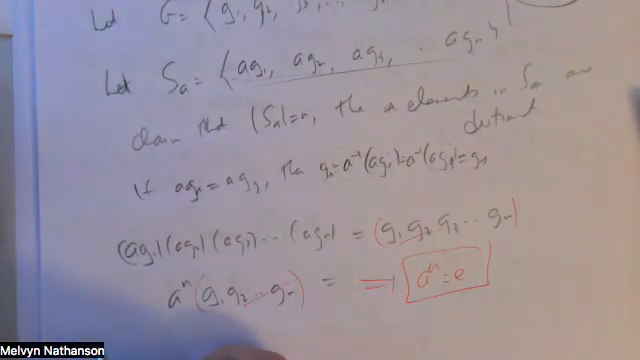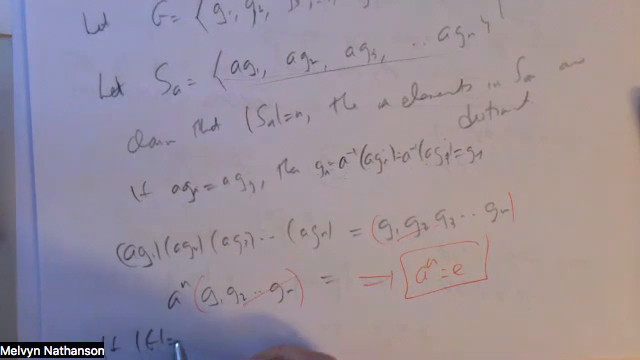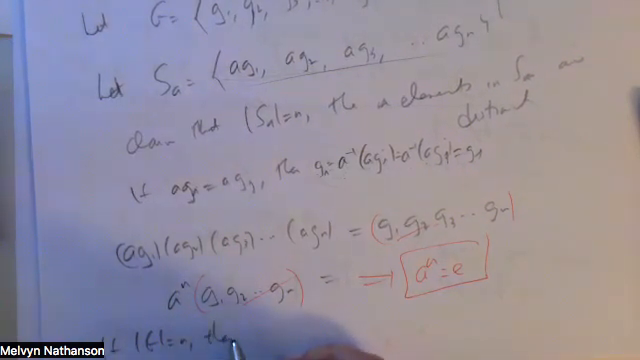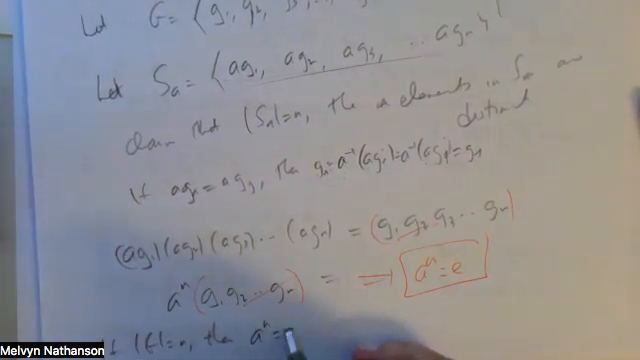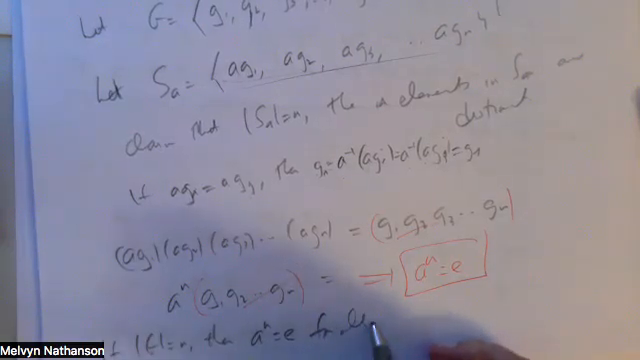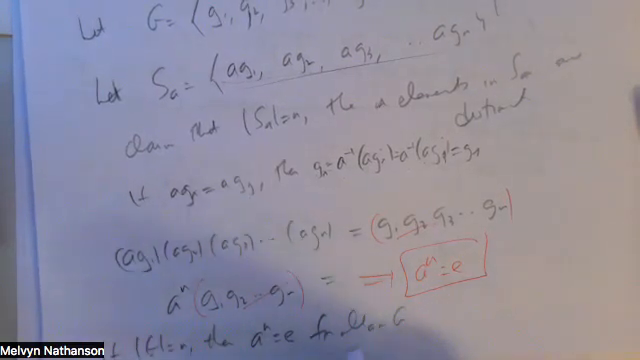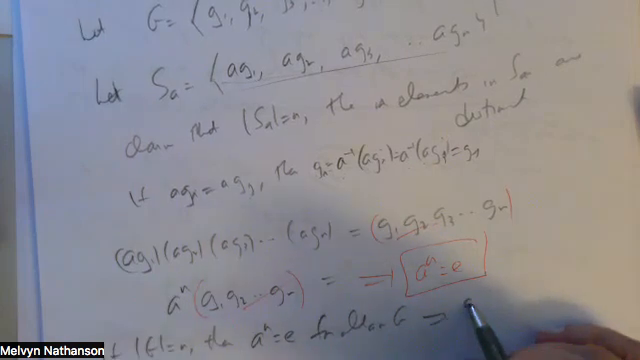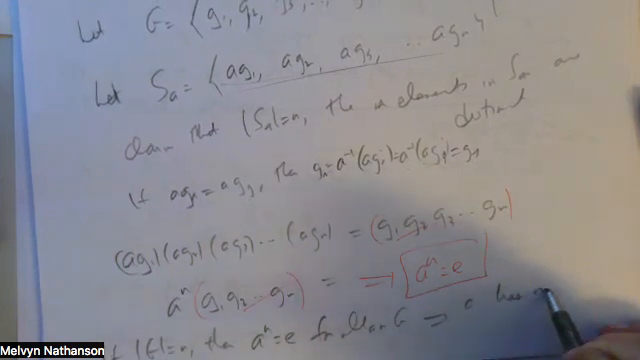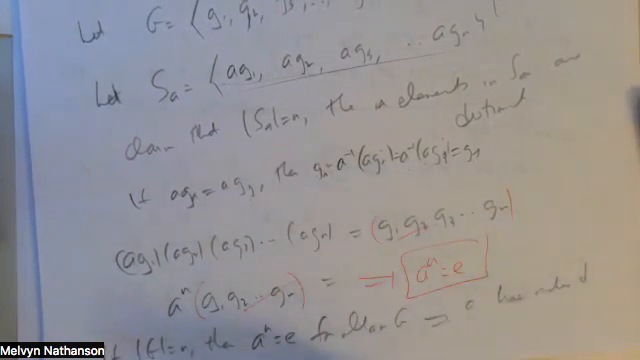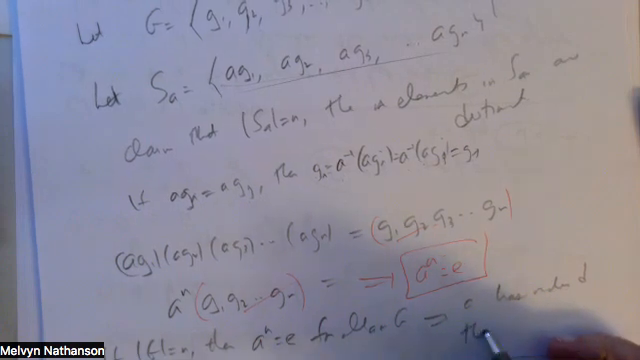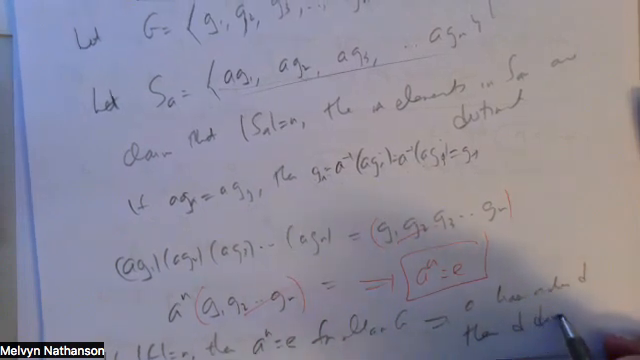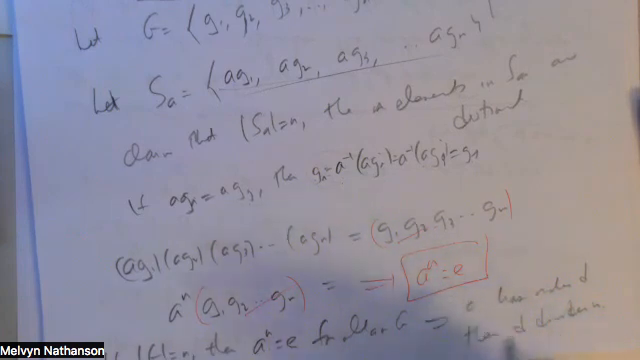So if the cardinality of G is n, and G is abelian, then a to the n equals the identity for all a in the group. And so if a has order d, we just proved that if a has order d and a to some number is the identity, then d divides n.